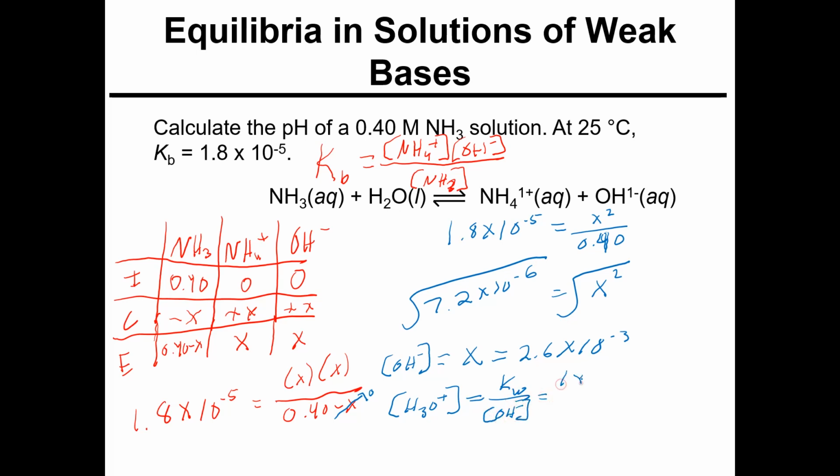So Kw is 1 times 10 to the negative 14 over 2.6 times 10 to the negative 3. And if you divide that out, that comes out to 3.8 times 10 to the negative 12. So now that we have the H3O+ concentration, we can calculate the pH. pH is the negative log of H3O+. So we can take the negative log of 3.8 times 10 to the negative 12, and that comes out to 11.41.